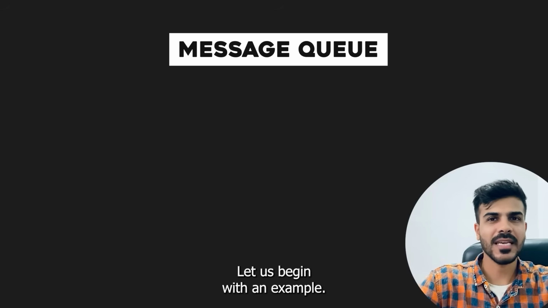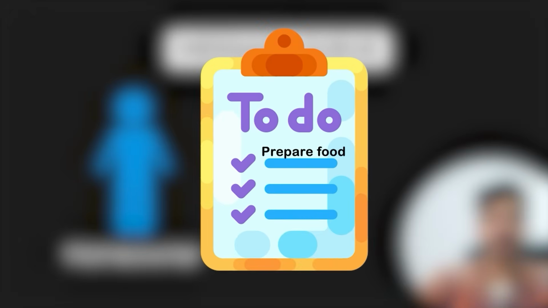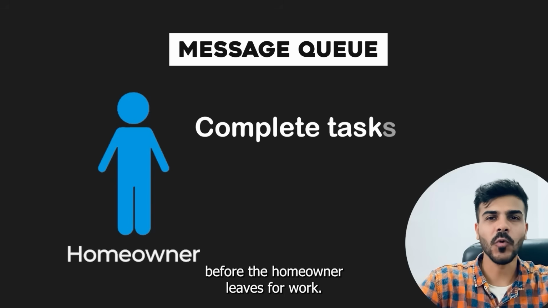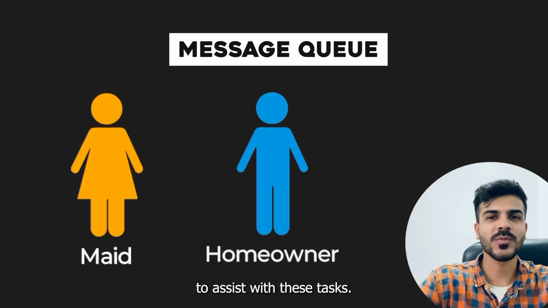Let us begin with an example. Imagine a homeowner with a long list of tasks: prepare food, take out the trash, clean the house, and wash the dishes. Now, these tasks have to be completed before the homeowner leaves for work. He also has a helper or a maid to assist with these tasks.